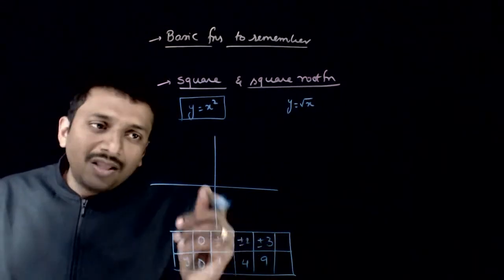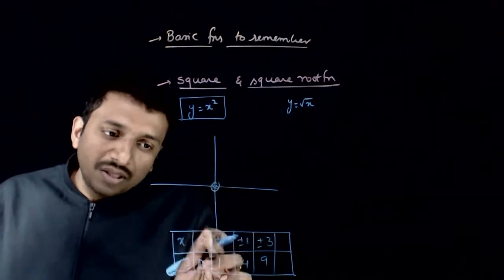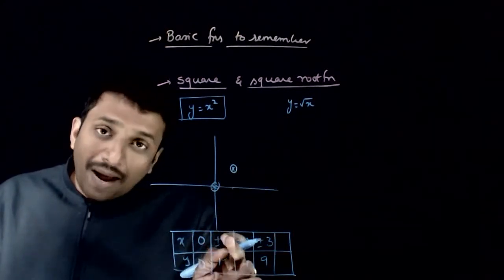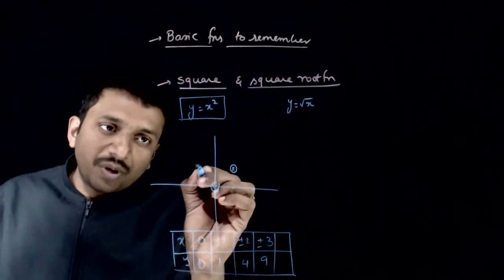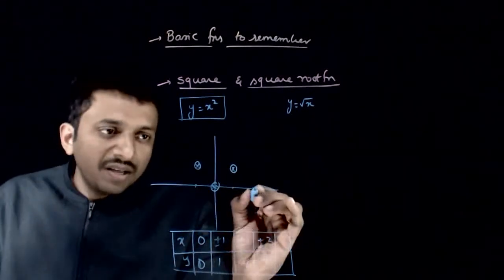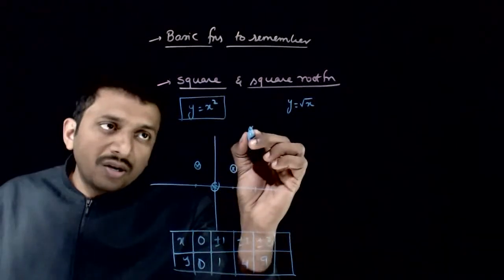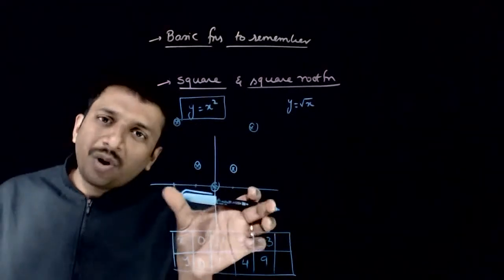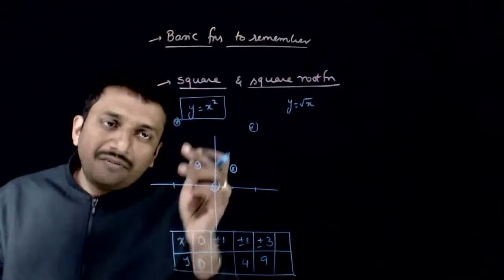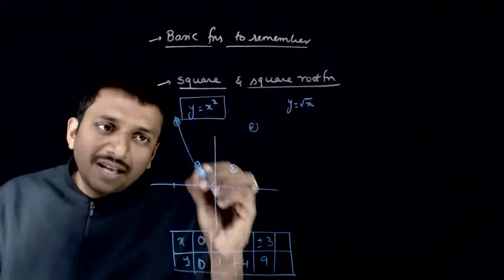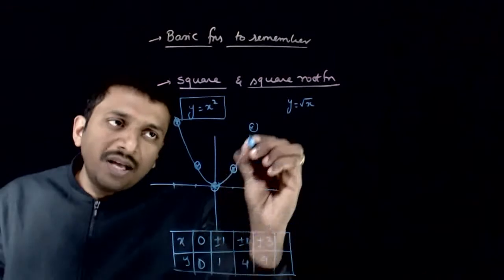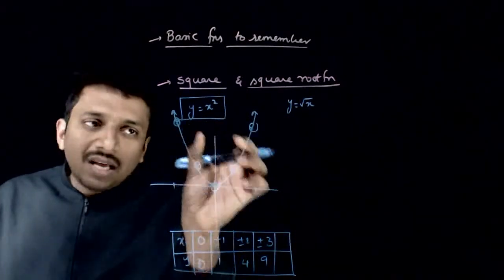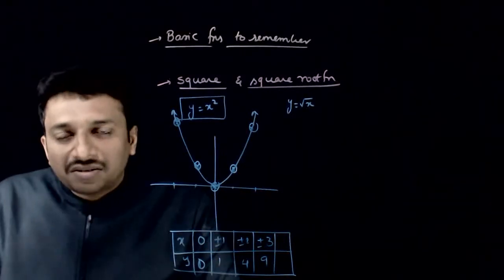So if you plot all these points, you get 0, 0, that's the first point. 1, 1, that is this point. Minus 1, 1, that is this point. Next 2 points: 2, 4, and minus 2, 4, and the points go up and up. So if you join all these points, you get a parabolic curve. So y is equal to x square looks like this.